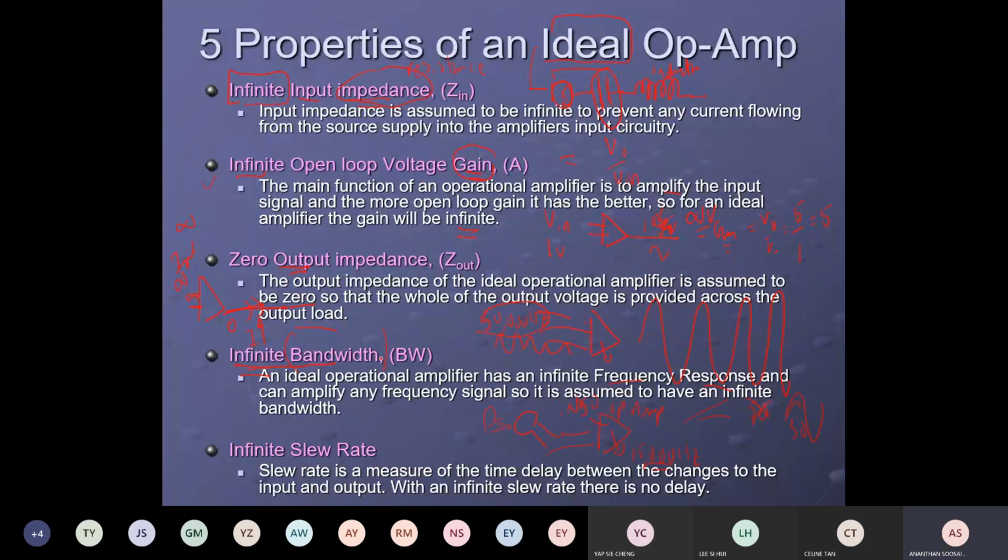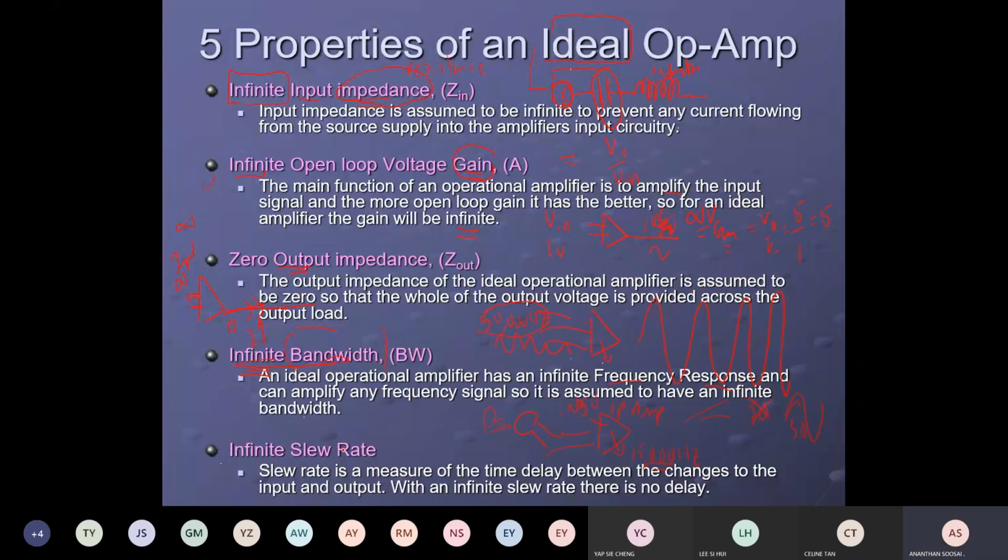So that's what is meant by bandwidth. What is meant by bandwidth? It's the range of frequencies where the operational amplifier works at its optimum level. But the ideal operational amplifier has an infinite bandwidth. Infinite bandwidth means that for any frequency, it can multiply the voltage at the correct gain. So that's called infinite bandwidth.